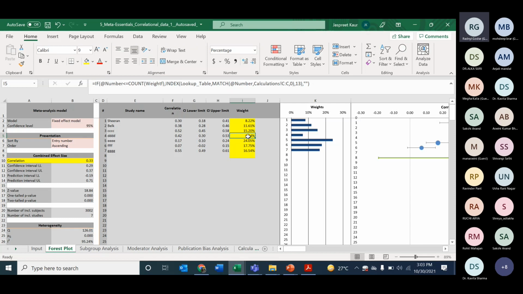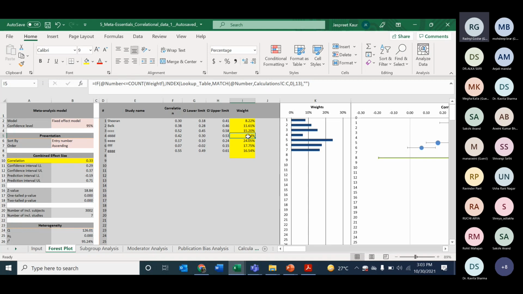In a fixed effect model, I'll tell you what's fixed effect and random effect, but right now for a simple understanding, please understand. In meta-analysis, we have 2 types of models. One is fixed and one is random. There are some assumptions to fixed, there are some assumptions to random. As per the fixed effect model, the higher weightage is always given to the study which has a higher sample size.